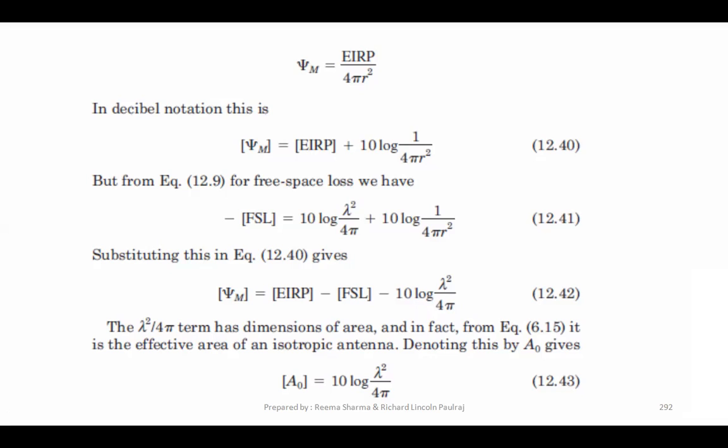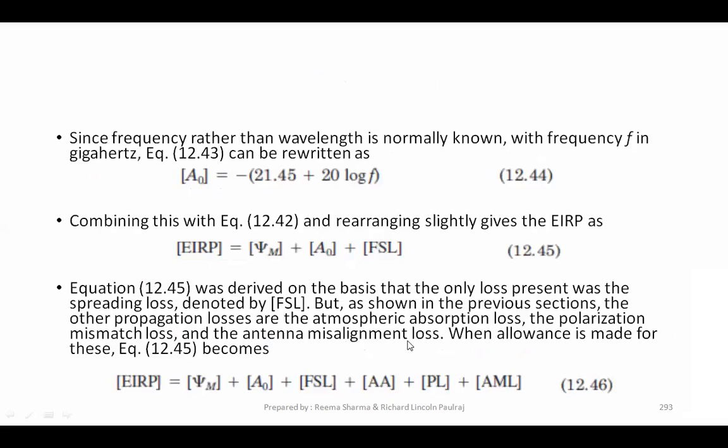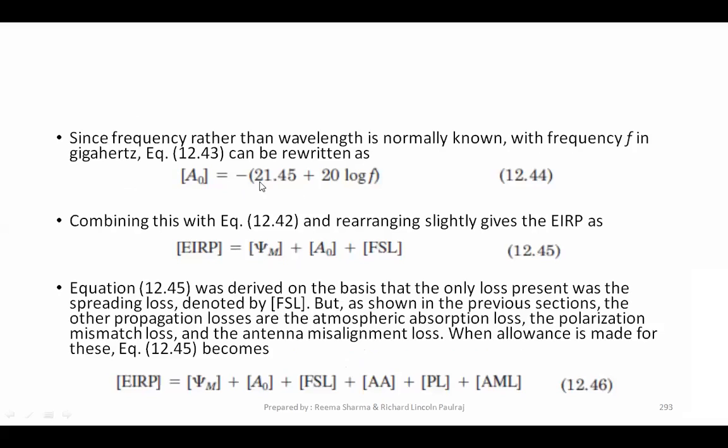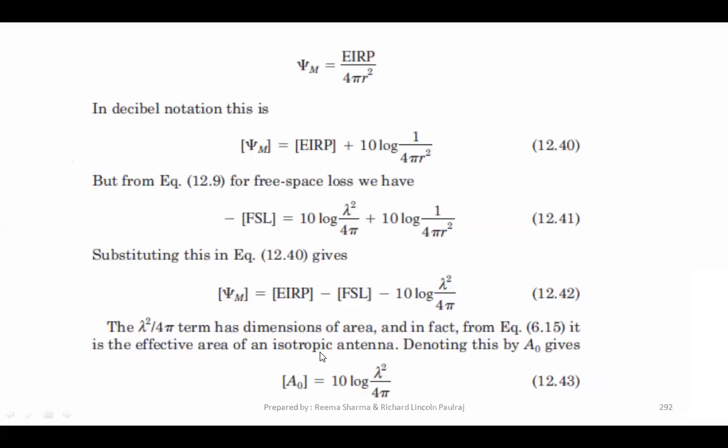So we will refer to this whole term as A naught. A naught is equal to 10 log lambda square by 4 pi. So our equation changes, where there are a few preset values. Since the frequency, rather the wavelength, is normally known, the frequency f in gigahertz can be rewritten. This value, 1 by 4 pi and 10 log, can actually be written as 21.45 plus 20 log f. We will be using this in fact much more than the earlier equation.